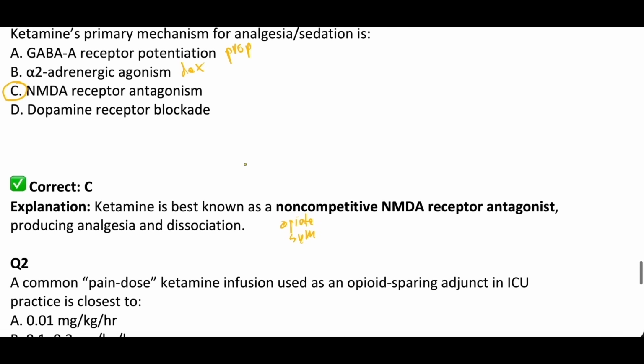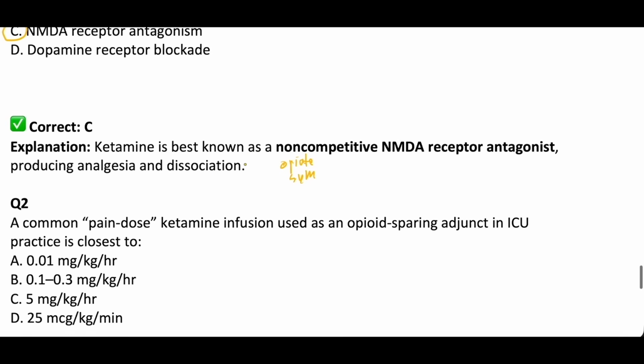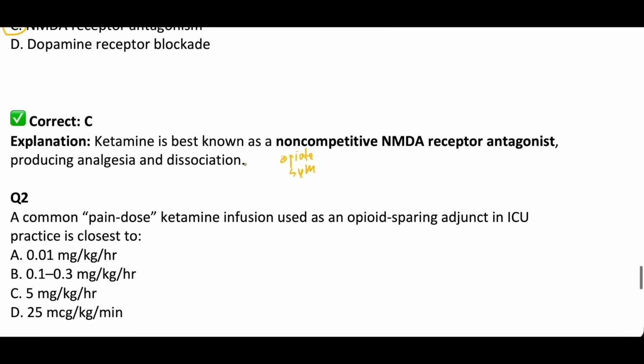Question 2. A common pain dose ketamine infusion used as an opiate-sparing adjunct in ICU practice is closest to A, 0.01 milligrams per kilogram per hour, B, 0.1 to 0.3 milligrams per kilogram per hour, C, 5 milligrams per kilogram per hour, or D, 25 micrograms per kilogram per hour.